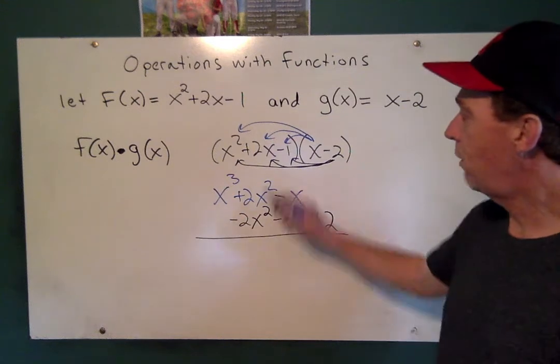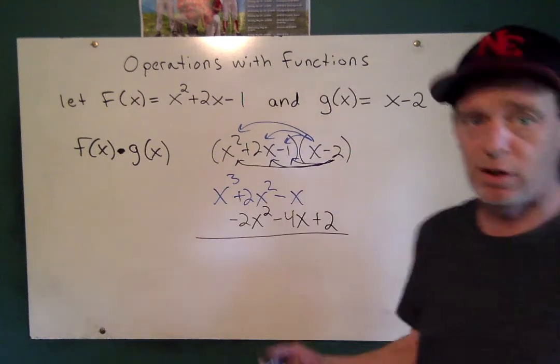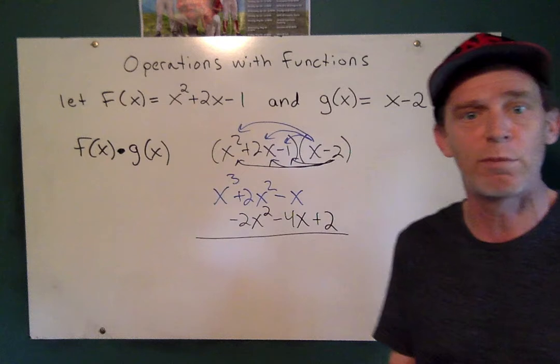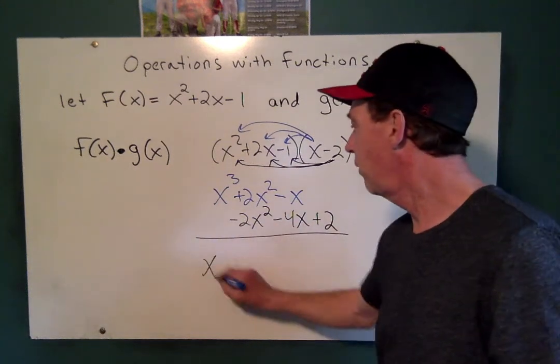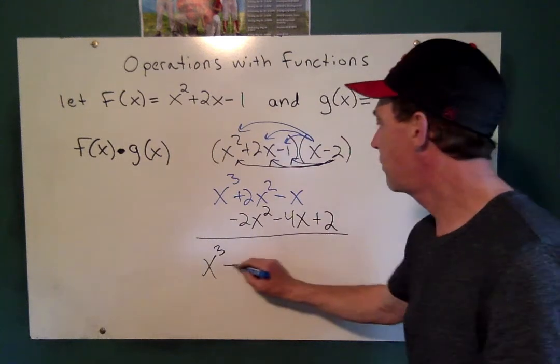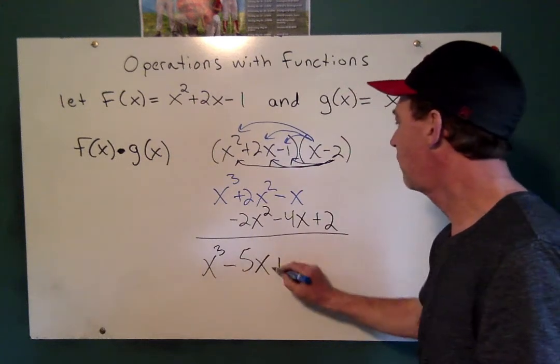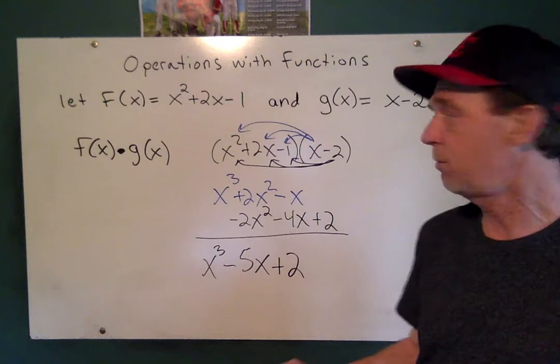All your like terms, and all I did was stack my answers. I could write them straight out like a string of answers. It's up to you how you choose to do this when we first were learning how to do this a few months ago. X to the third, and then this becomes 0x to the second minus 5x plus 2. And you'll notice the answer is in standard form with the highest exponent first.